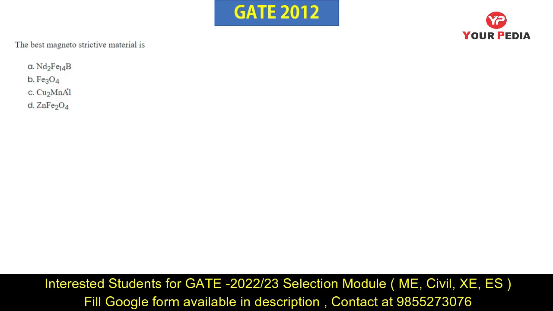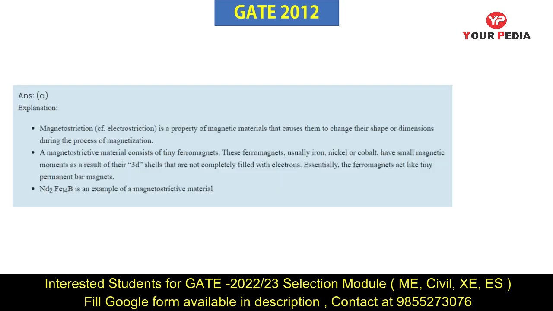Now, which of the following is the best magnetostrictive principle? So these are direct questions. Magnetostriction is basically that if you give electrical energy to any metal, then it will start vibrating, or I can say it will start contracting and expanding. So which of the following is the best magnetostrictive principle? You have to directly remember option number A.